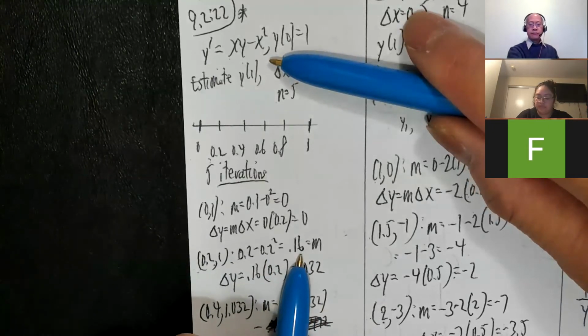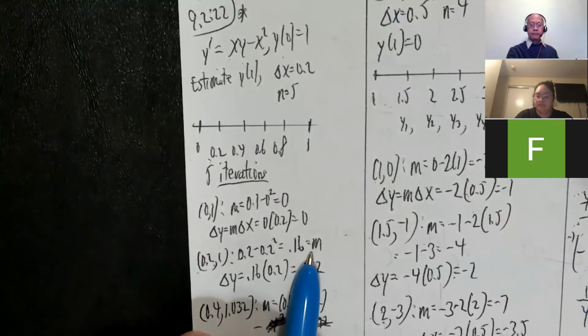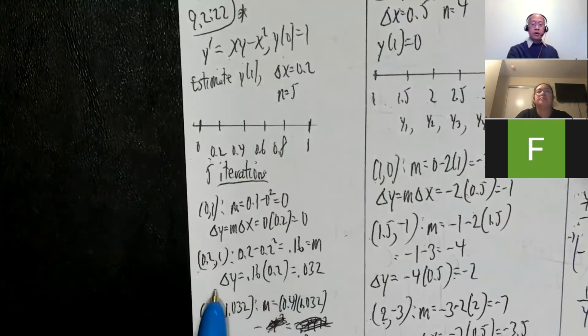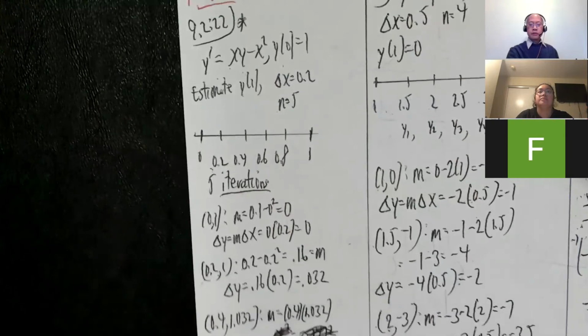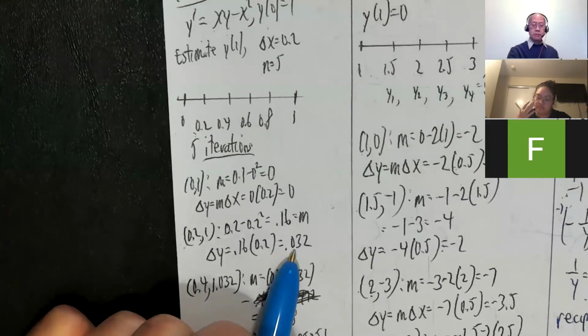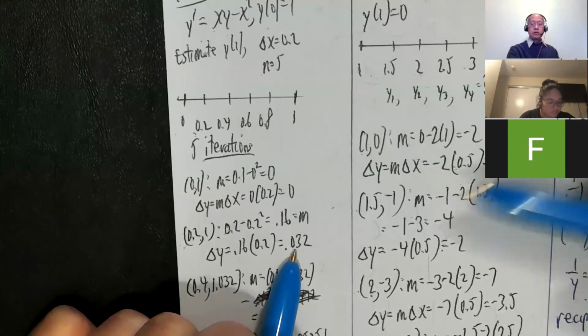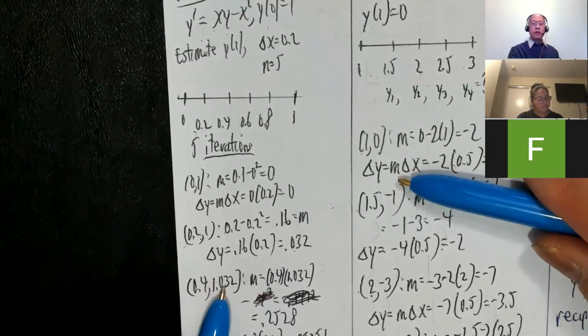So that's my new slope. Delta y is m delta x, 0.032. It does get a little bit sloppy. So my new point is 0.4, 1.032.